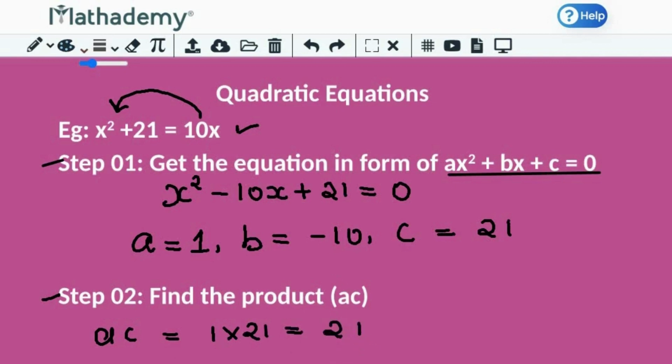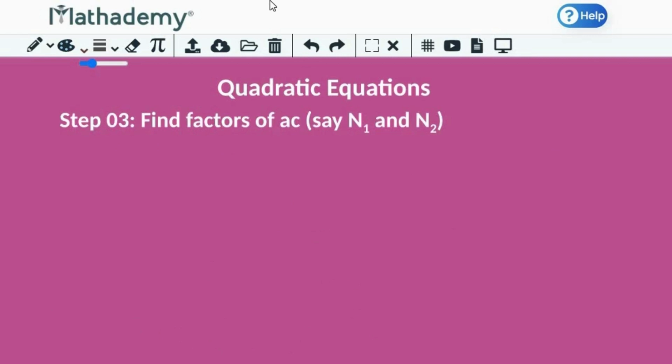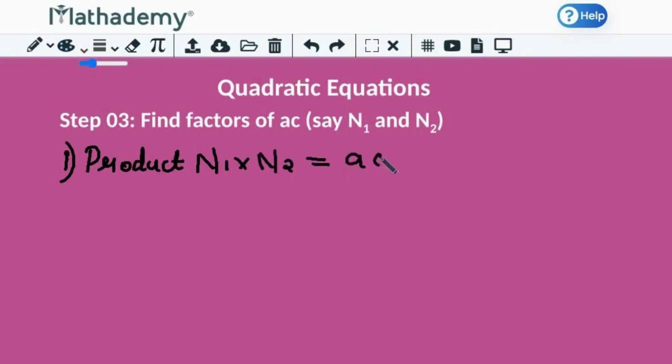Now, let us have a look at the third step. In the third step, we find the factors of AC, say n1 and n2. After finding these factors, they should satisfy two conditions. Condition number 1, the product n1 into n2 should be equal to AC. And condition number 2, the sum n1 plus n2 should be equal to b.